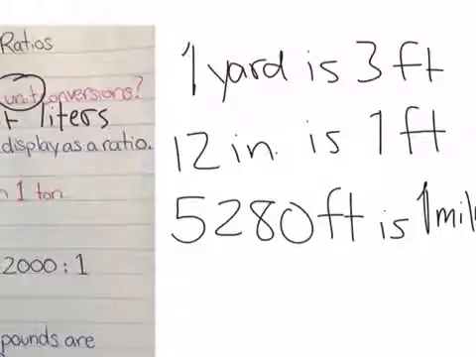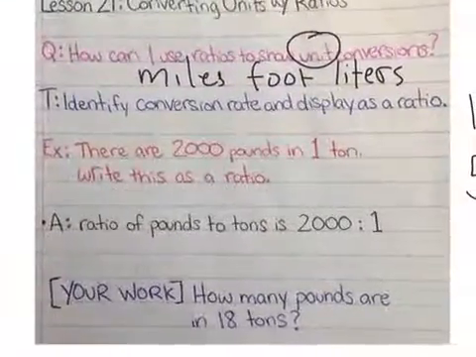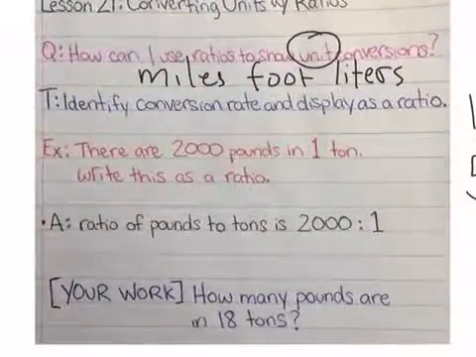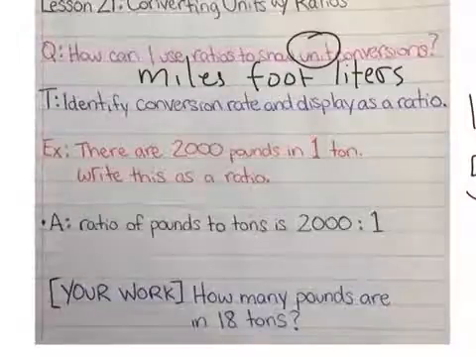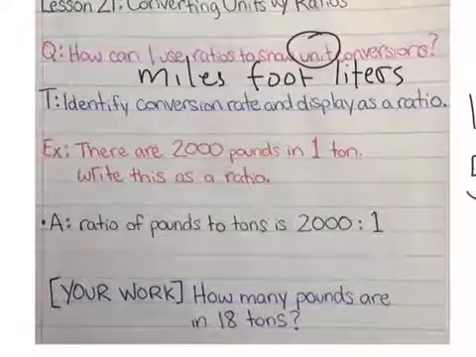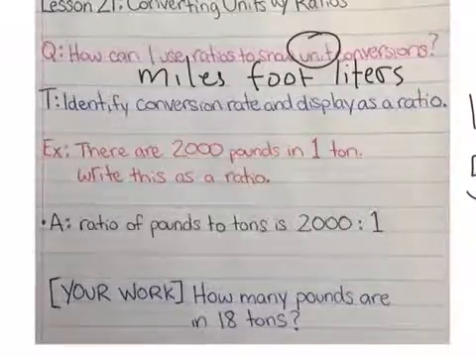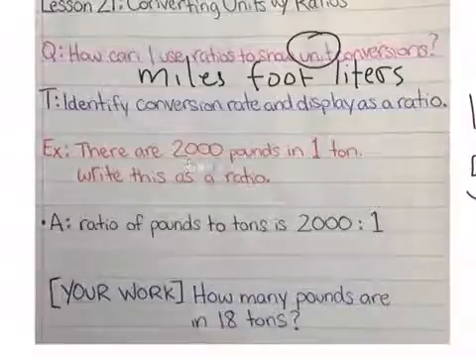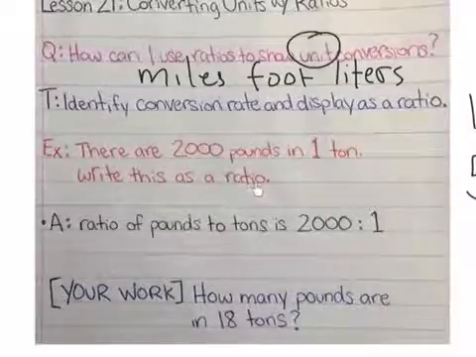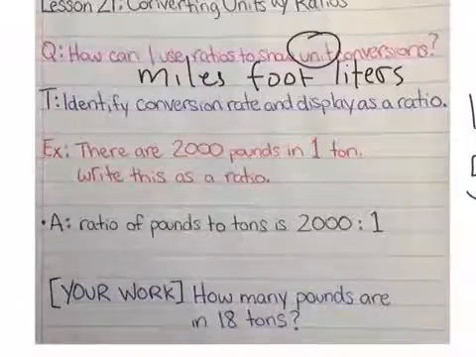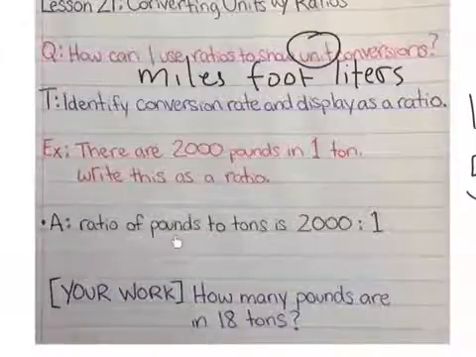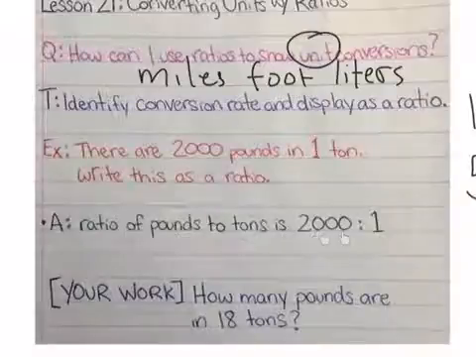So let's come back over here to our notes. In order to write those as a ratio, it's actually extremely simple. All you do is you take what the quantities are. So example, if there are 2,000 pounds in 1 ton, write this as a ratio. Now here the words are very important. Ratio of pounds to tons is 2,000 to 1.